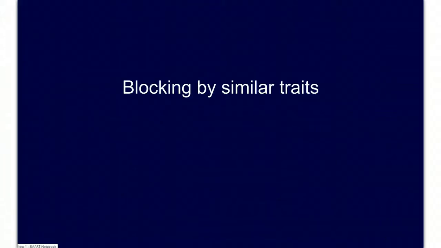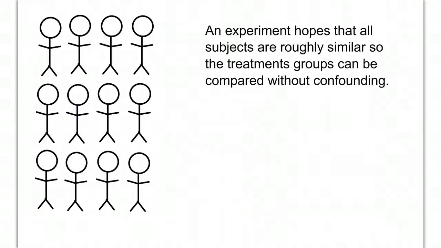Last section we're going to look at is blocking. And the idea of blocking is to get people with similar traits spread out amongst the different treatment groups to make the groups as similar as possible. In a typical experiment, the goal or hope is that all the subjects are roughly similar. That way, no matter how we split people up, the treatment groups will be very comparable. There's not going to be any lurking variables or confounding going on in our study.